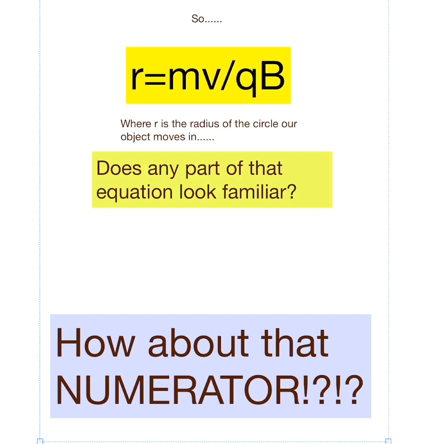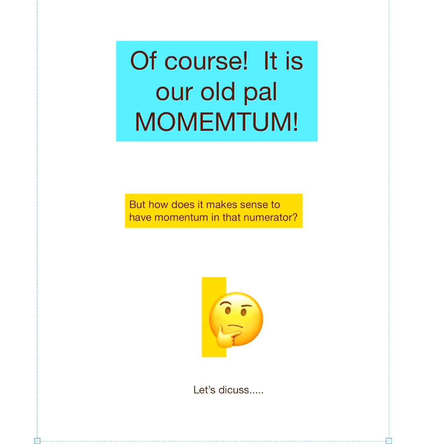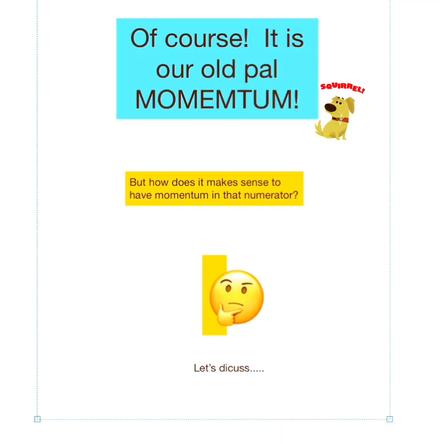So let's take a moment to admire the equation we just found for the radius of the circle that our charged object will move in if it is moving in a magnetic field. One part of that equation I hope looks familiar. How about that numerator? What does the numerator represent? But of course, the numerator of that equation is our old friend momentum, mv. But how does that make any sense in this situation? Why would momentum matter so much to the radius? Let's think about that.